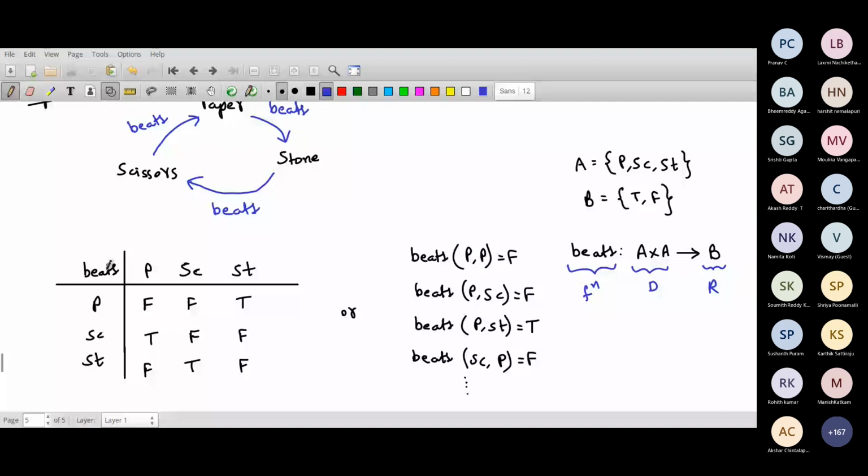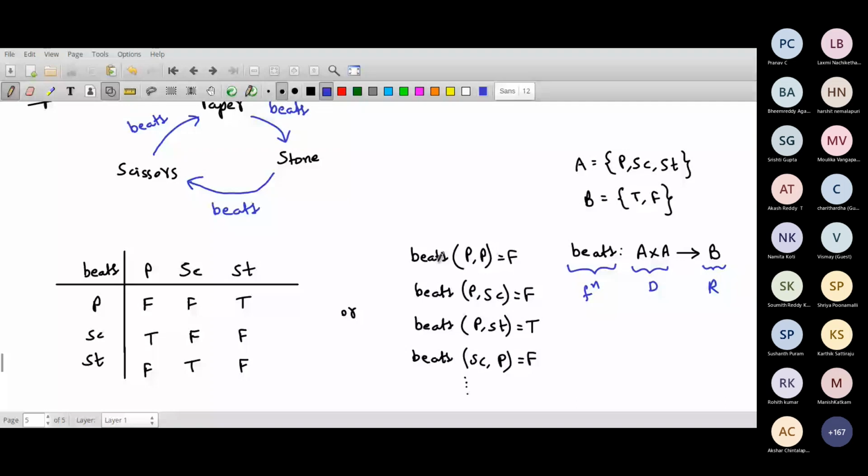Both in rows and columns, we have the same items. Paper beats paper is false. Paper beats scissors is false. Paper beats stone is true. Scissors beats paper is true. Scissors beats scissors is false, and so on. So we can fill the table with true false values like this. So either we can represent this function in table format, or we can represent it like a list, right?